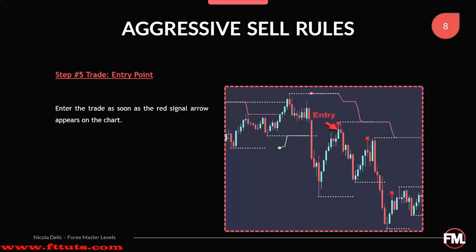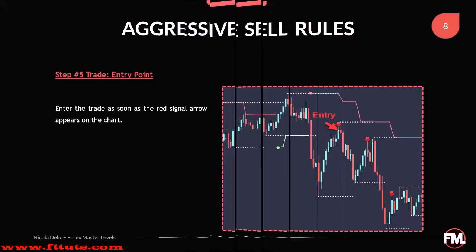Enter the trade as soon as the red signal arrow appears on the chart. So after you get your signal arrow and you confirm that, you're fine to enter a trade. So you don't need to wait for the candle to close, you can enter right away.